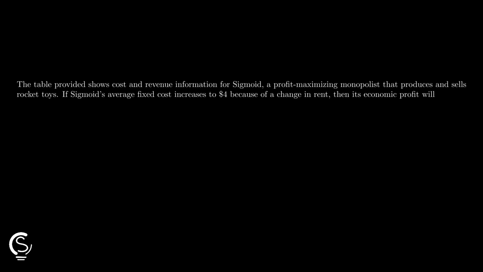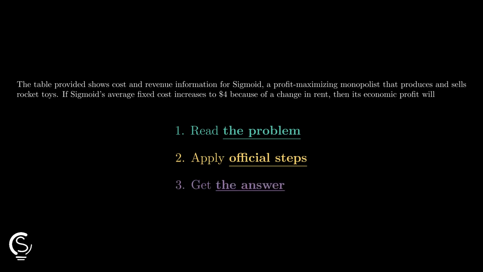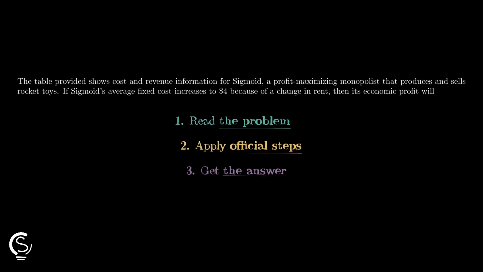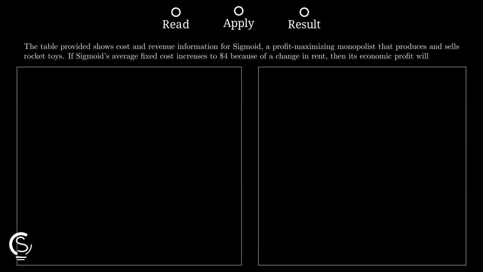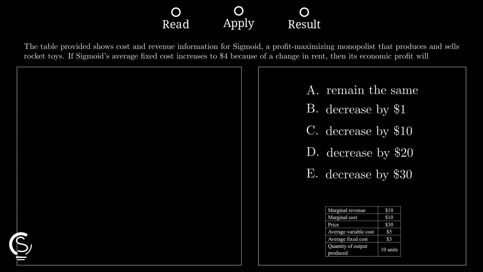Monopolists maximize profit where marginal revenue equals marginal cost. So let's quickly solve how a rent increase changes the total economic profit for this firm. Rent is a fixed cost, meaning it does not change with the quantity produced. Therefore, the marginal cost curve remains exactly the same even when the total rent increases significantly.